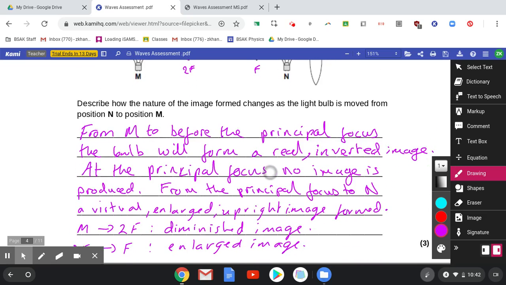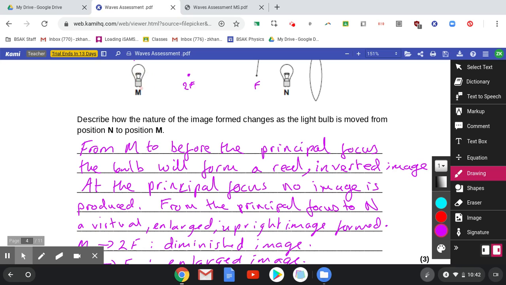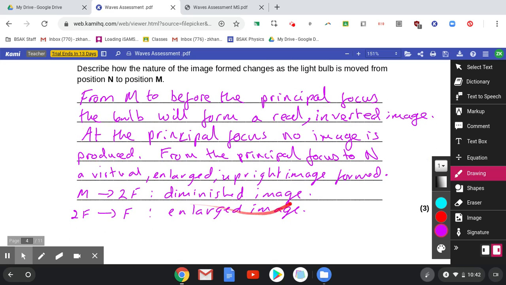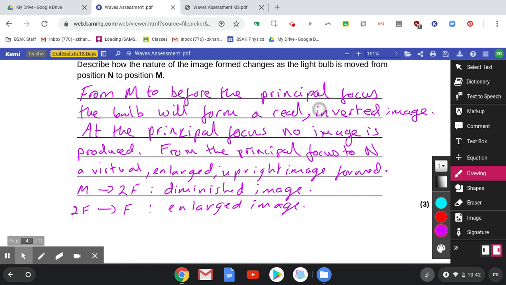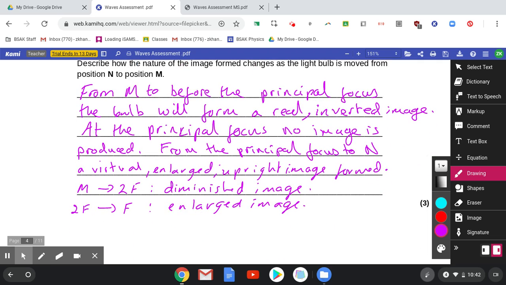So here I've said that from M to this point, what we get is a diminished image. From this point towards the focal point, we get an enlarged image. And I had to write that separately because the size of the image differs from diminished to enlarged.